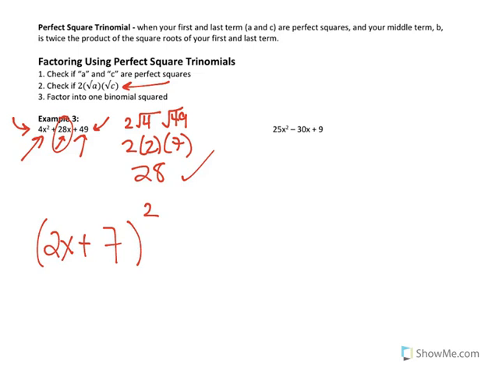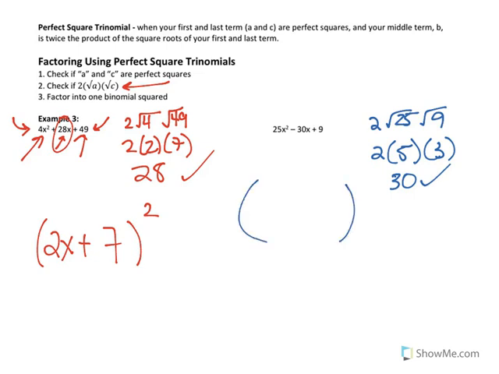So next one, let's check it. 2 times the square root of 25 times the square root of 9. So 2 times 5 times 3. 5 times 3 is 15, times 2 is 30. So we're going to do one bracket, square it, square root the first term, 5x, sign from the middle, square root the last term, and then you're done.